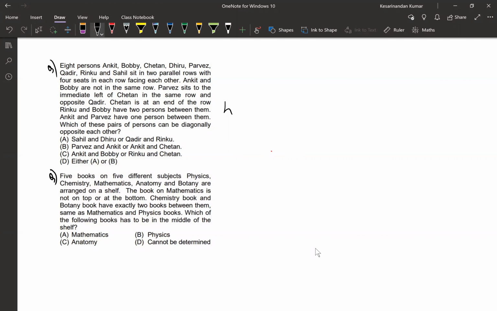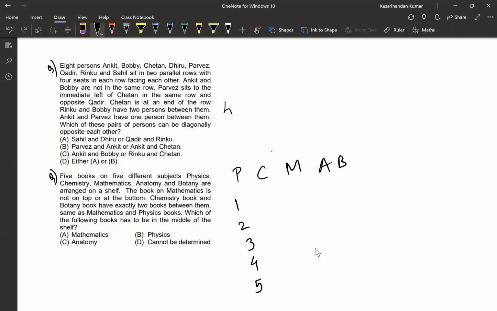Okay, so 5 books on 5 different subjects: physics, chemistry, maths, and anatomy and botany, let's have them P, C, M, A and B, are arranged on a shelf. The book on mathematics is not on top nor at the bottom. So this is not your left and right. This is up and down, like I had mentioned, like in your standing assembly queue. So we'll have 1, 2, 3, 4, 5 like this.